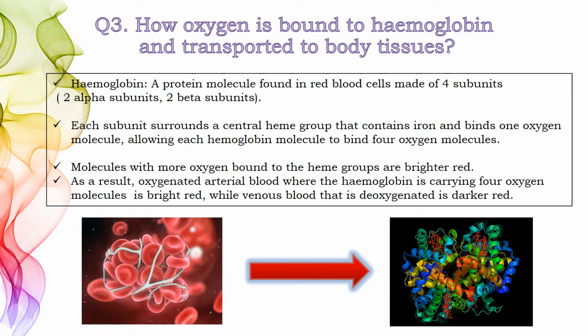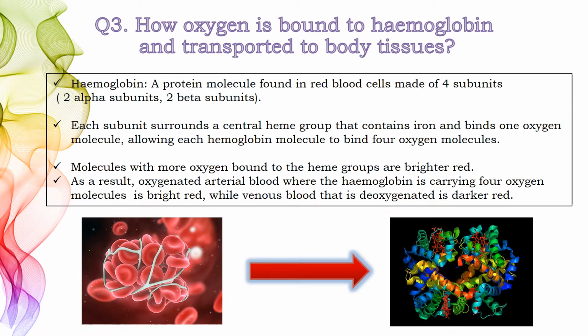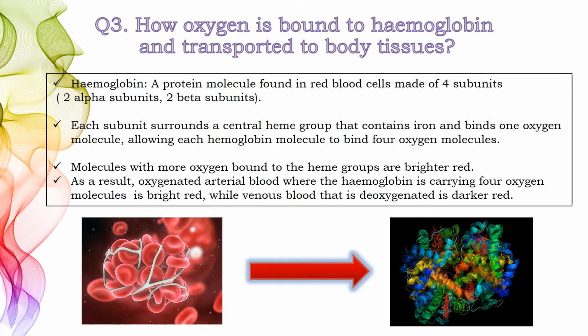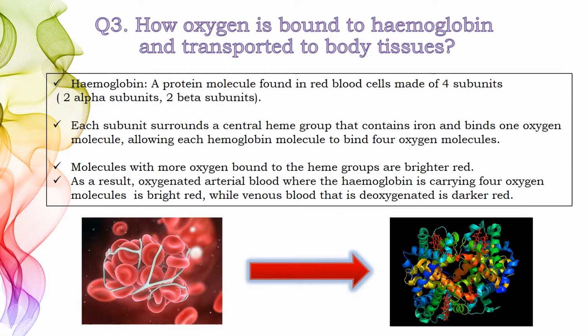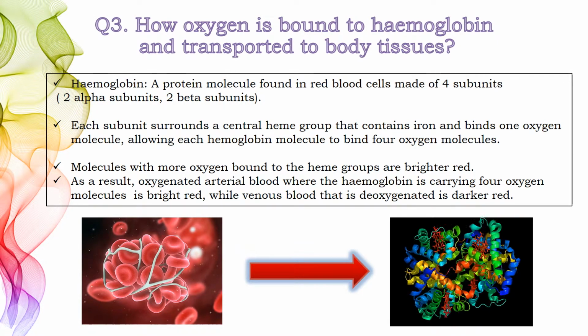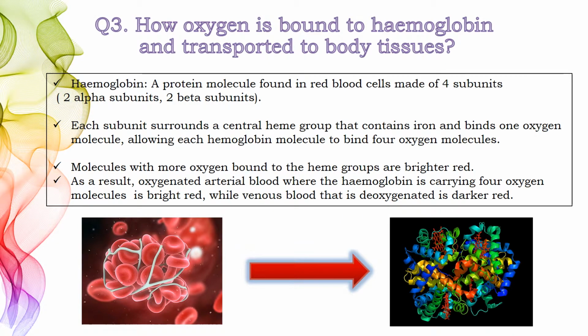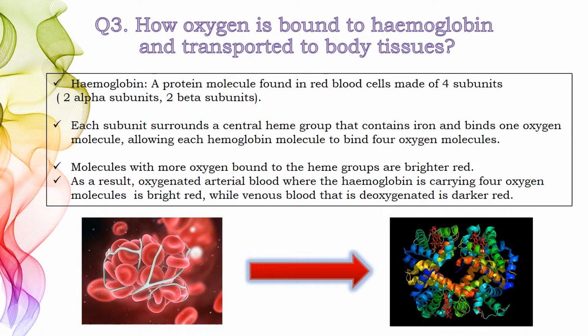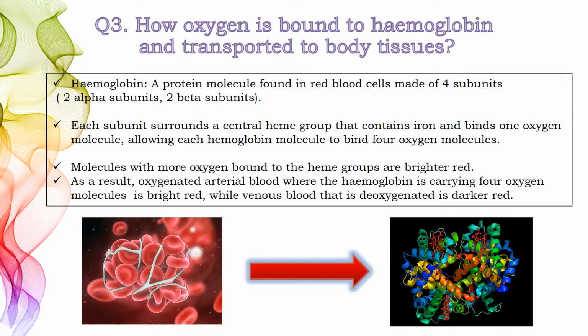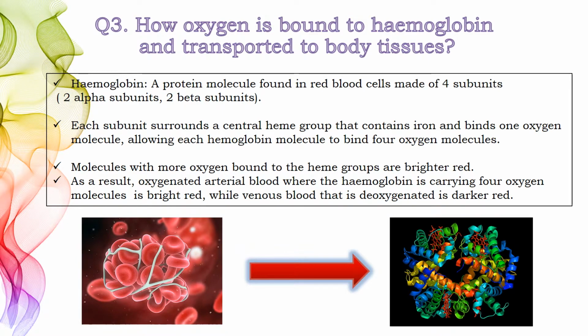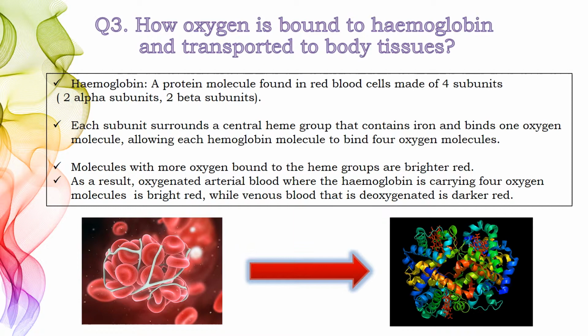Hemoglobin is a protein molecule found in red blood cells, made of 4 subunits. There are 2 alpha subunits and 2 beta subunits. Each subunit surrounds a central heme group that contains iron and binds 1 oxygen molecule, allowing each hemoglobin molecule to bind with 4 oxygen molecules.